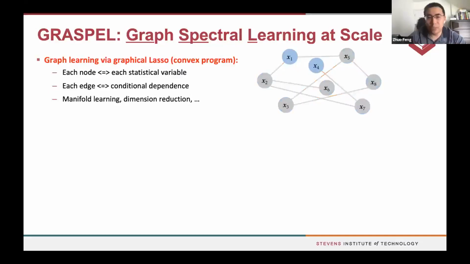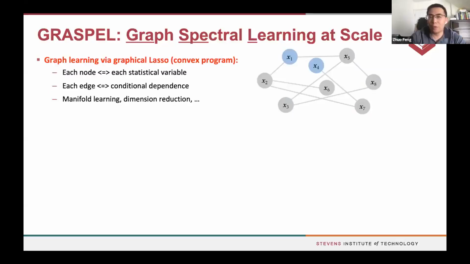For example, if there is no edge between variable x1 and x4, it means these two variables are conditionally independent. So this will allow us to quickly understand the structure of underlying data sets that can potentially be in high-dimensional space. This will be very critical for many machine learning, manifold learning, data mining, dimensionality reduction, and clustering tasks.